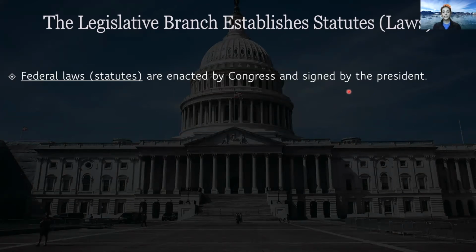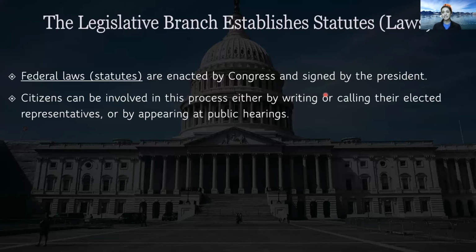Once a piece of legislation passes both chambers of Congress, then it gets signed by the president. The president has the authority to veto a piece of legislation that gets sent to their desk. However, that veto can be overridden with a supermajority in the Senate. So citizens can be involved in this process either by writing or calling or emailing their elected representatives.